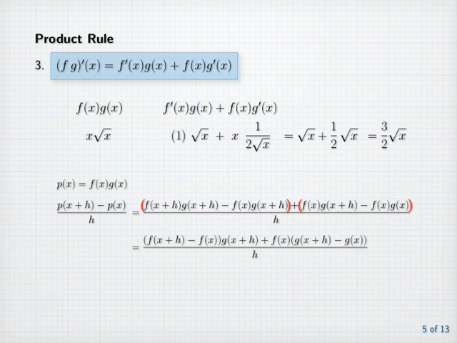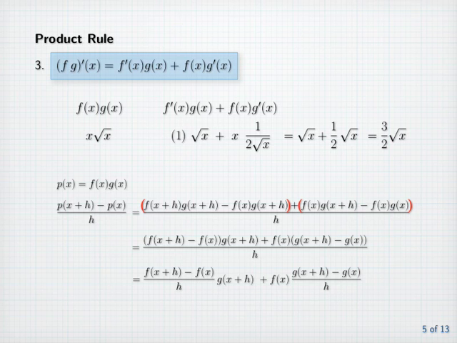The first term is the difference quotient for f times g of x plus h. The second term is f of x times the difference quotient for g. Now as h goes to 0, the first term approaches f prime of x times g of x, and the second term approaches f of x times g prime of x.